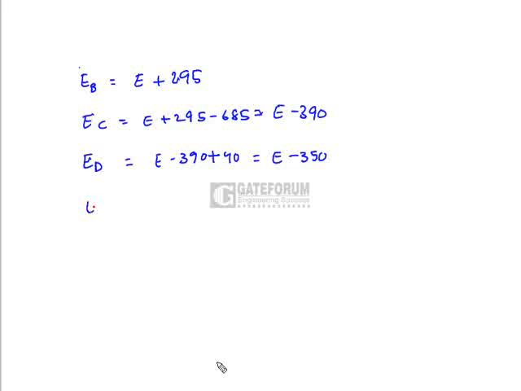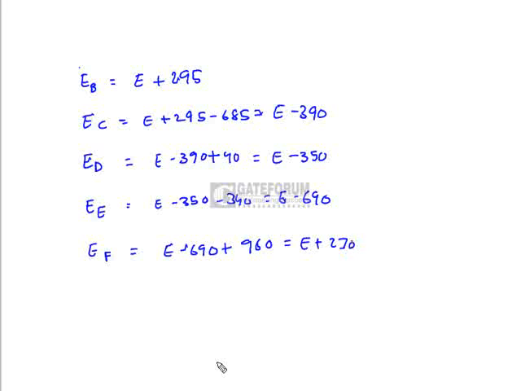Now consider the point E, which is given by E minus 315 minus 340, which is equal to E minus 690. Now consider point F, which is given by E minus 690 plus 916, which is equal to E plus 270. Now consider the final point G: E plus 270 minus 270, which is equal to just E. So these are the different energies stored at different points.